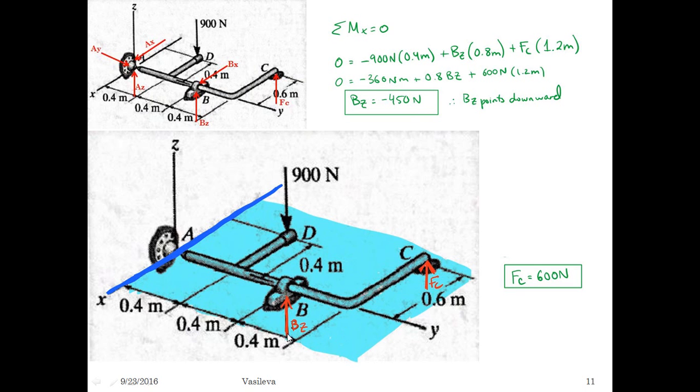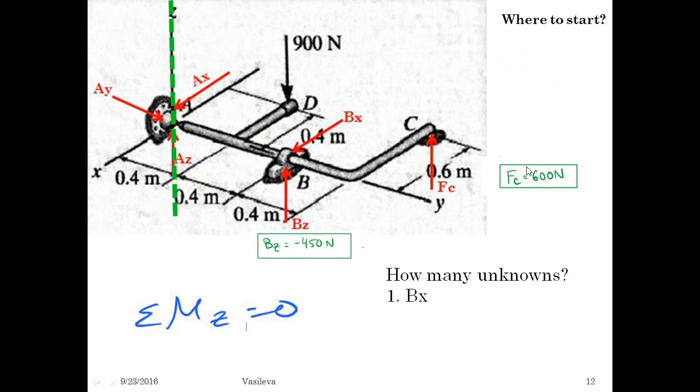So we drew BZ upward, and we get a negative number. That means that, in reality, BZ should be pointing downward, with a magnitude of 450 newtons. Alright. So we've looked at the y-axis, we've looked at the x-axis. Now let's look at the z-axis.